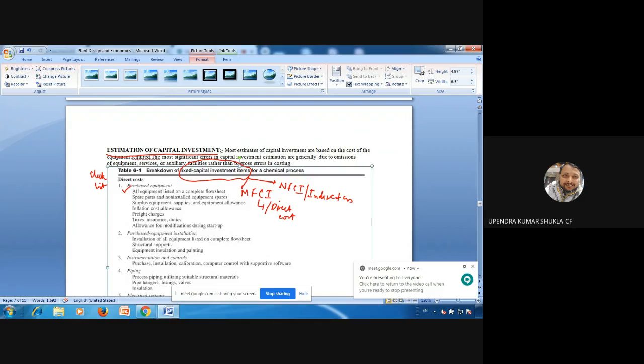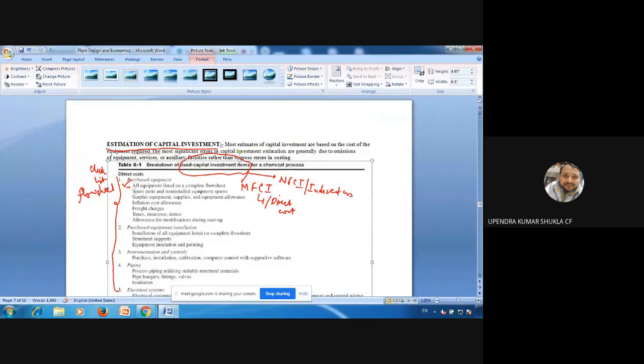So purchased equipment: all equipment listed on the complete flow sheet. You must first have a flow sheet, and based on the flow sheet you need to consider all the equipment mentioned in that flow sheet. So the flow sheet is the prerequisite for the estimation of direct cost and indirect cost. Now all equipment listed on the complete flow sheet, spare parts, non-installed equipment spares, surplus equipment, supplies, inflation cost allowance, freight charges, taxes, insurance, duties, and allowance for modification during startup.